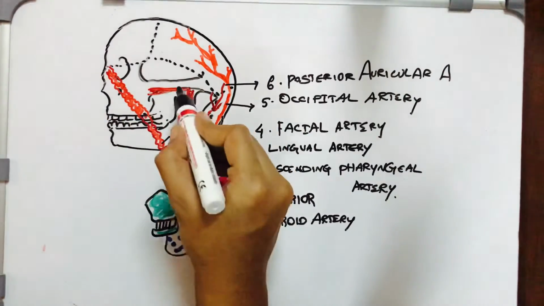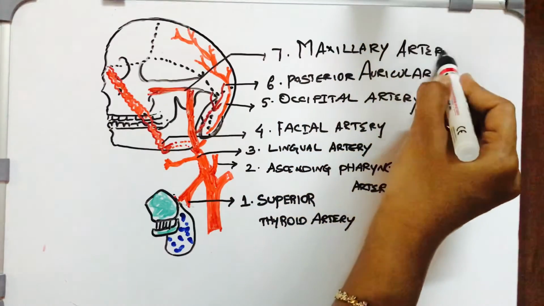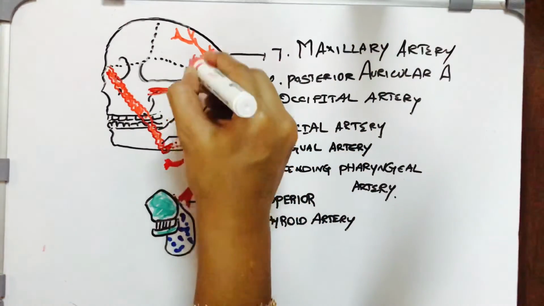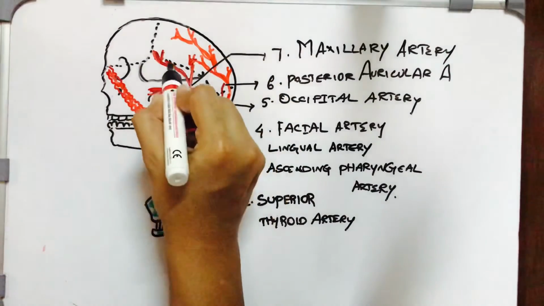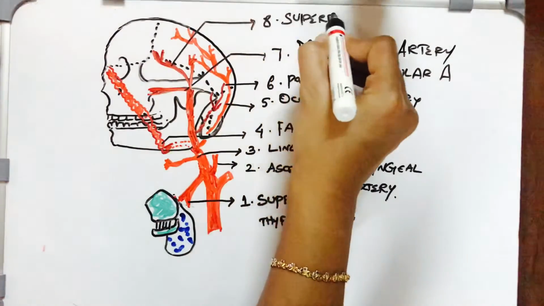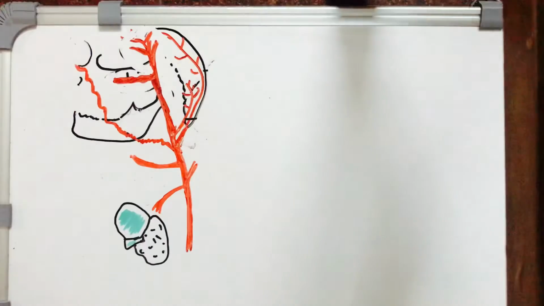The external carotid artery ascends up and gives a transverse branch called the maxillary artery, and it terminates by running vertically upwards, and the branch is called the superficial temporal artery.